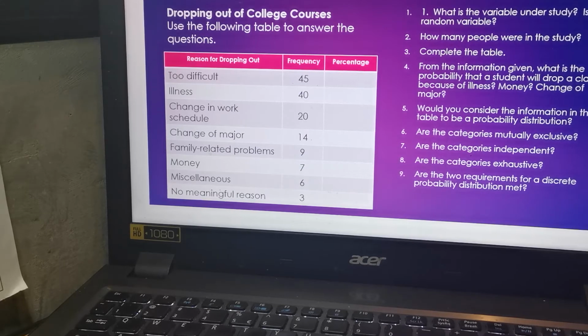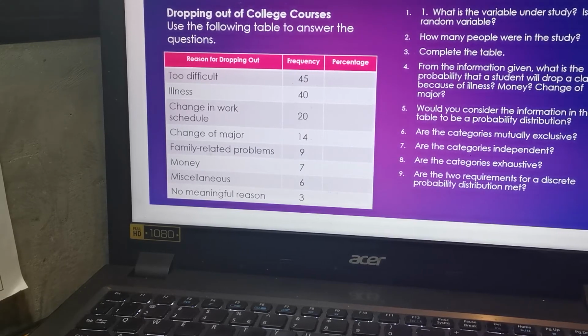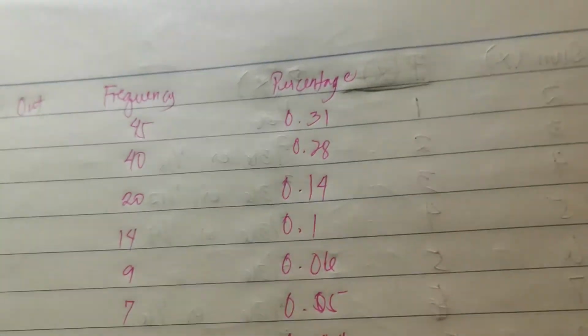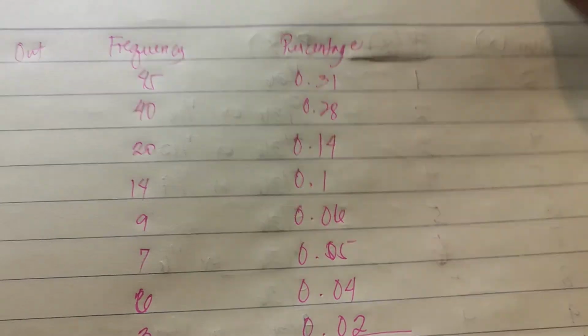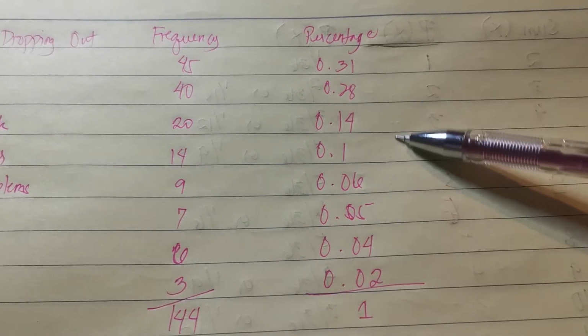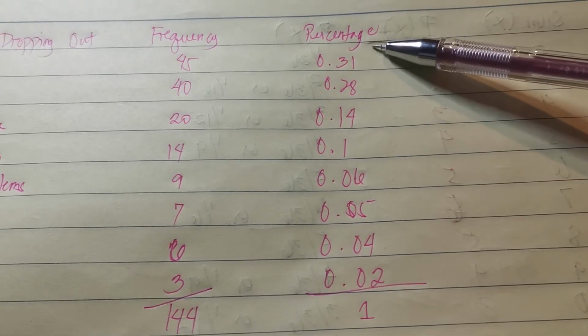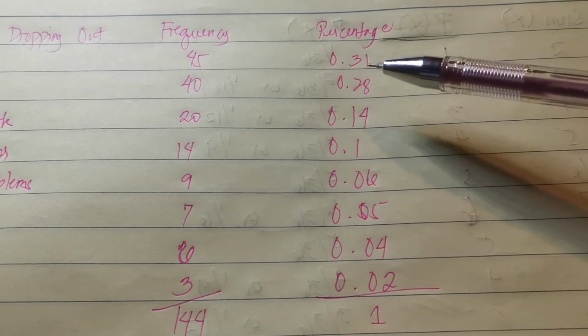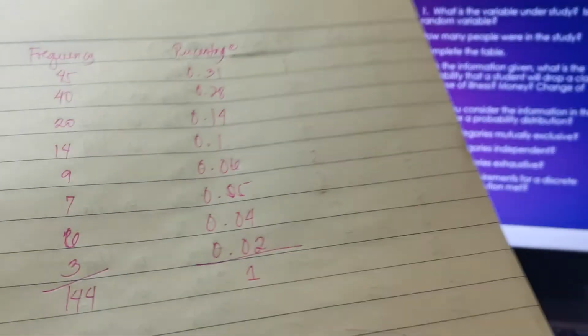And then, number 5, would you consider the information in the table to be a probability distribution? Na-meet ba niya yung requirements, yung dalawang requirements ng probability distribution? Ang sum niya is equal to 1 and all of these individual outcomes has a probability of greater than 0 but less than 1. Okay?